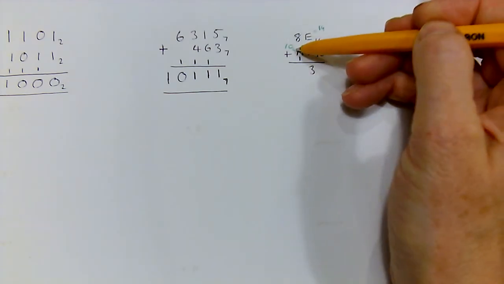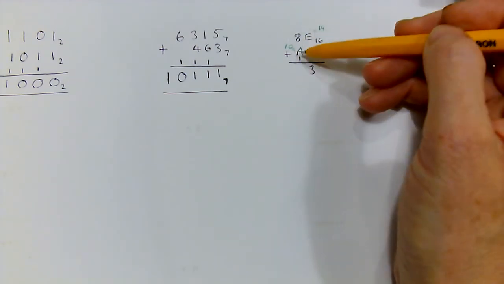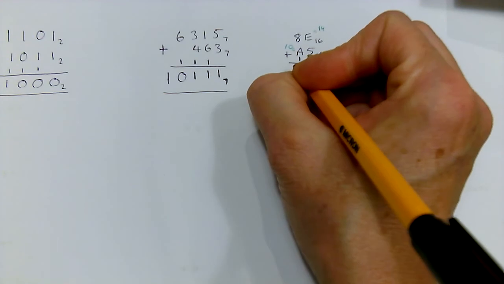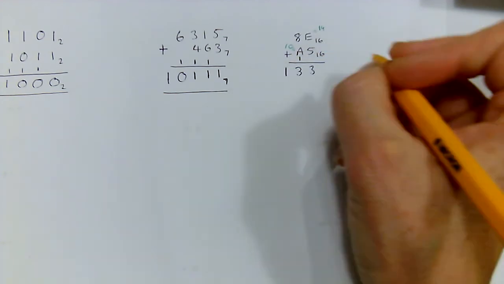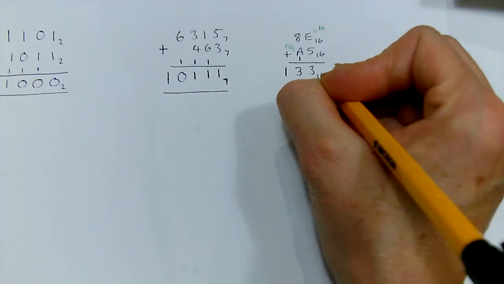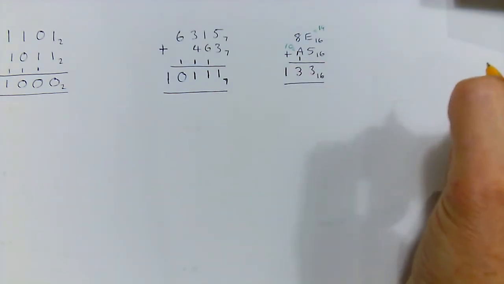Now I've got 8 add 10 add 1. So that's 19 again. So that's 3. So it's a 16 plus a 3. So we get 133 base 16.